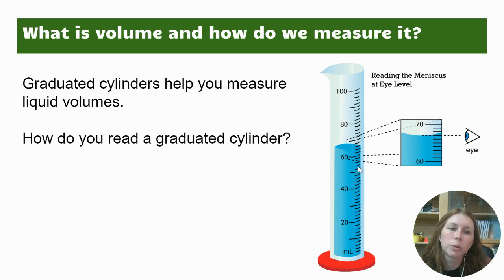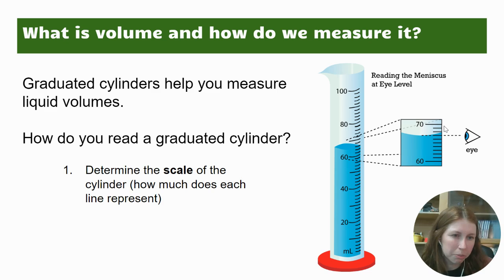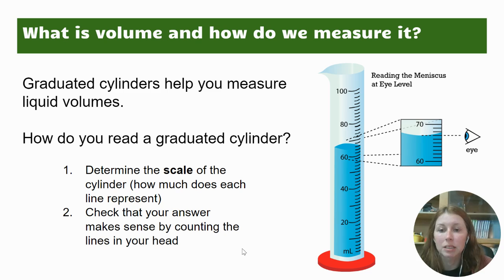So do you know how to read a graduated cylinder? I have some help videos for that if you're not really sure. So in this particular example, this would be 60, and what's in between 60 and 80 is 70. And so then this would be counting by 2. So 62, 64, 66, 68, 70. So this would be at 68 right there. So determine the scale, so how much each line represents. That's what I did there. And then check that your answer makes sense. So if you count up and it doesn't make sense, then your scale is probably wrong and you should change that.